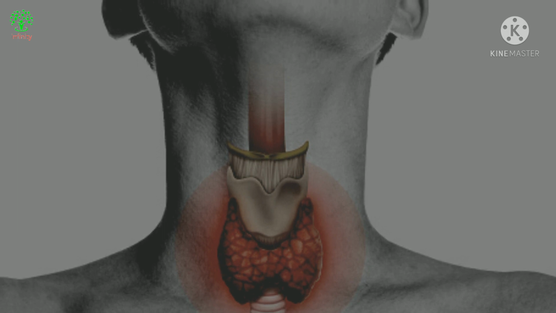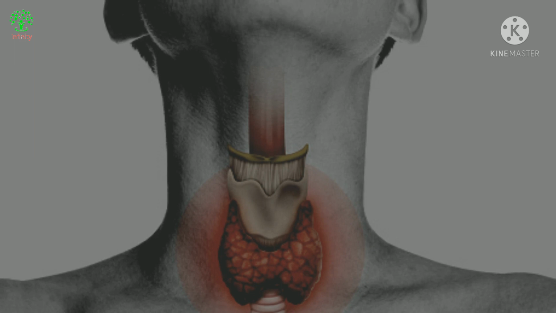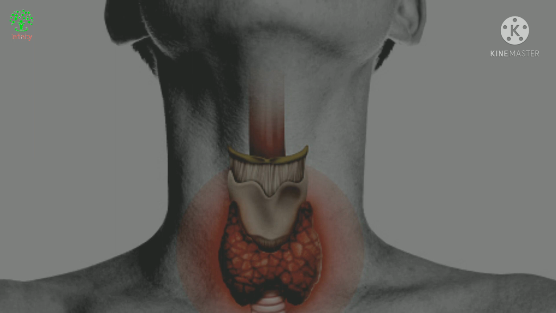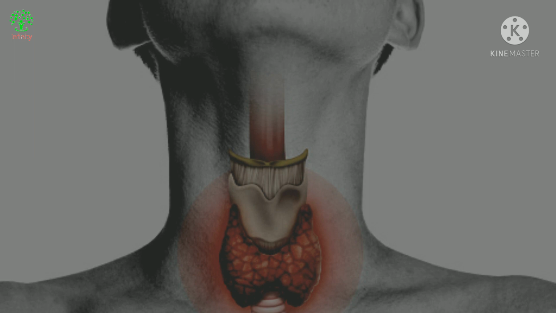Treatment of hypothyroidism. Treatment of hypothyroidism depends on the type of hypothyroidism. For example, if hypothyroidism is due to iodine deficiency in the body, it can be compensated by increasing iodine intake in food. In many cases, we need to make up for the lack of thyroid hormone in the body because the thyroid gland is unable to produce it.